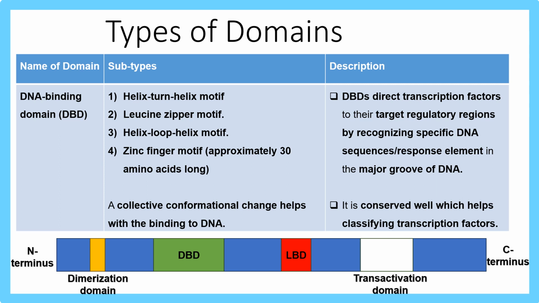So the DBD directs the transcription factors to bind onto the major groove, to the specific areas that contain the sequences required. And because of how conserved they are and how they work well together, it more or less helps to classify transcription factors into different groups.